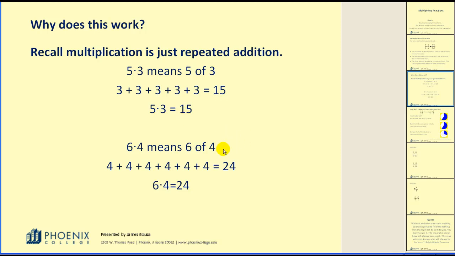If I wanted to model 6 times 4, that means 6 of 4. So you would add 4 6 times. That would give you 24. 6 times 4 equals 24.